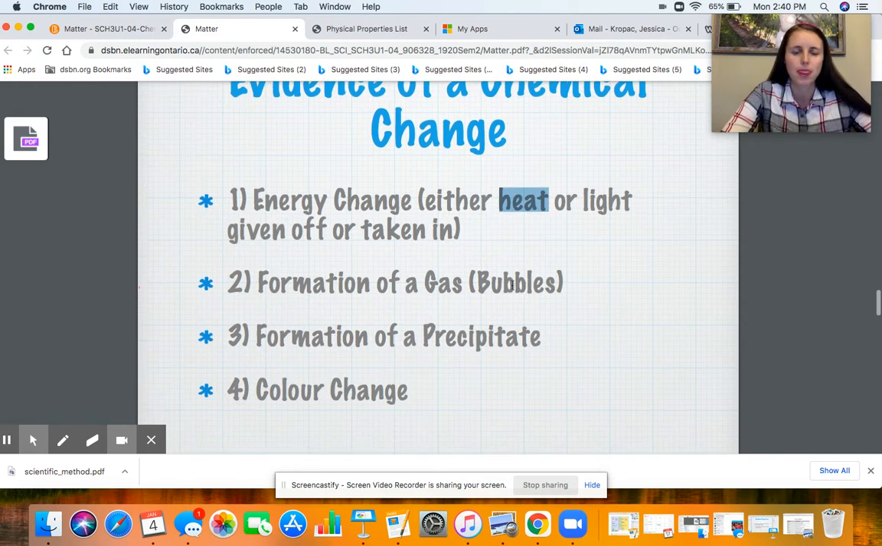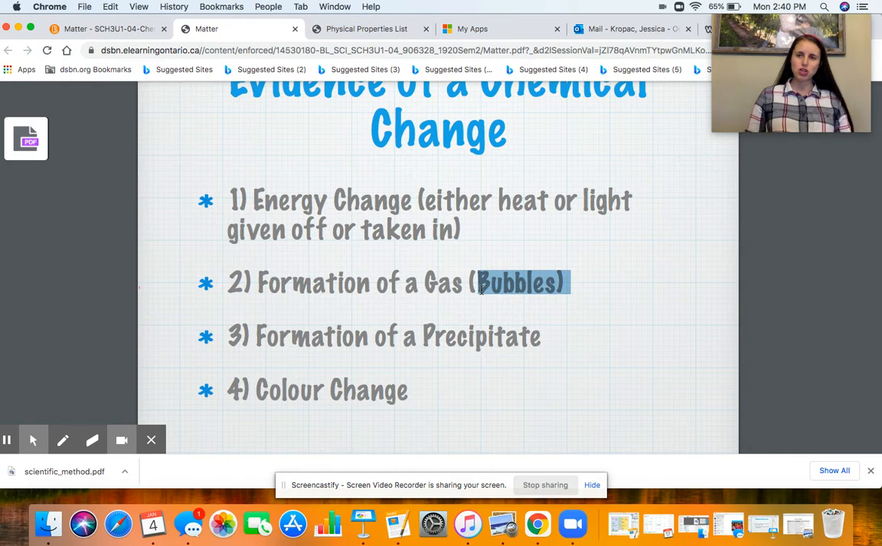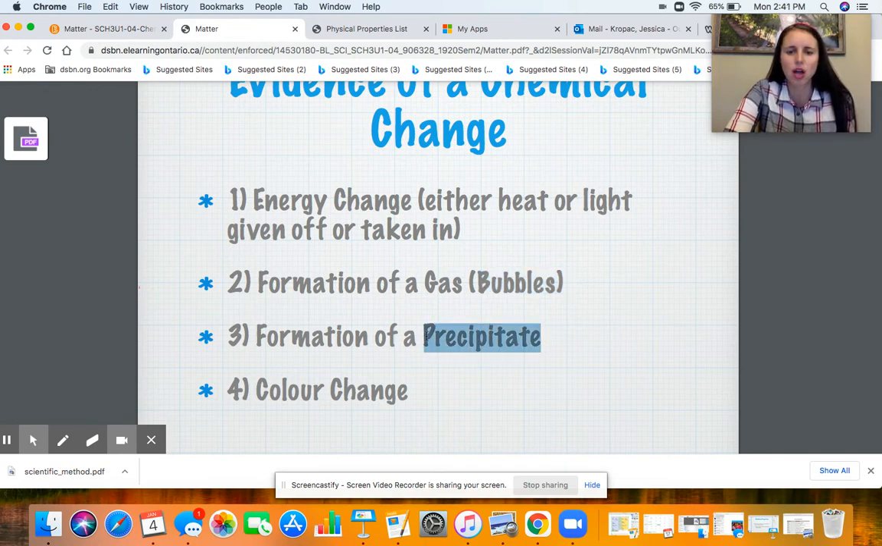Another sign of a chemical change is the formation of gas or bubbles. You can't see the formation of gas itself because most gas is clear and colorless. However, you typically can see bubbles forming. So the formation of gas is going to be the sign of a chemical change. Formation of a precipitate. If you don't remember what a precipitate is, it's a solid forming from 2 liquids. So you have 2 liquids that are mixing together, and if those 2 liquids mix together and form an unexpected solid, that's a precipitate.